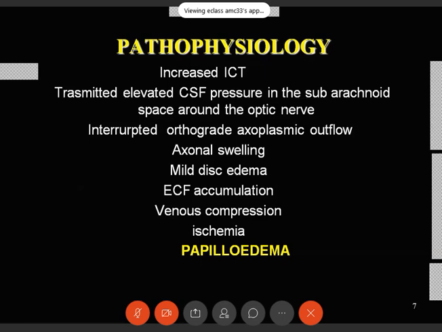Raised intracranial tension affects the subarachnoid space around the optic nerve, which leads to interrupted orthograde axoplasmic flow and axonal swelling of the nerve fibers, causing mild disc edema. Then fluid accumulates within the nerve fiber layers, which leads to venous compression and ischemia. Later it develops into papilledema of the optic disc. This is the pathophysiology of papilledema.